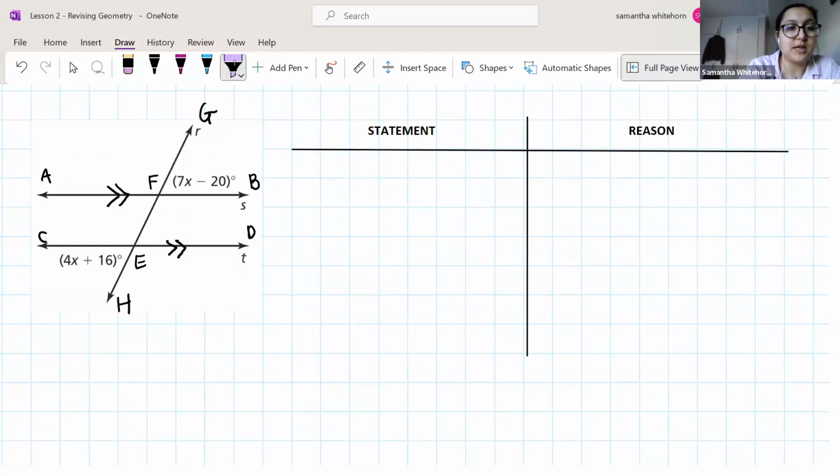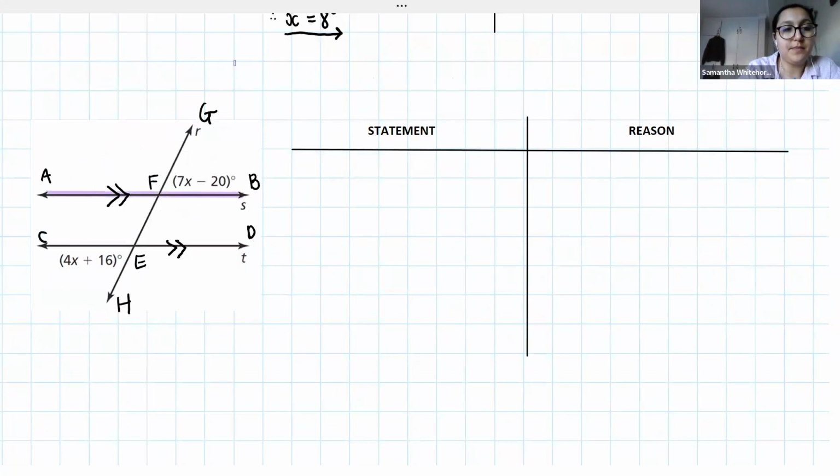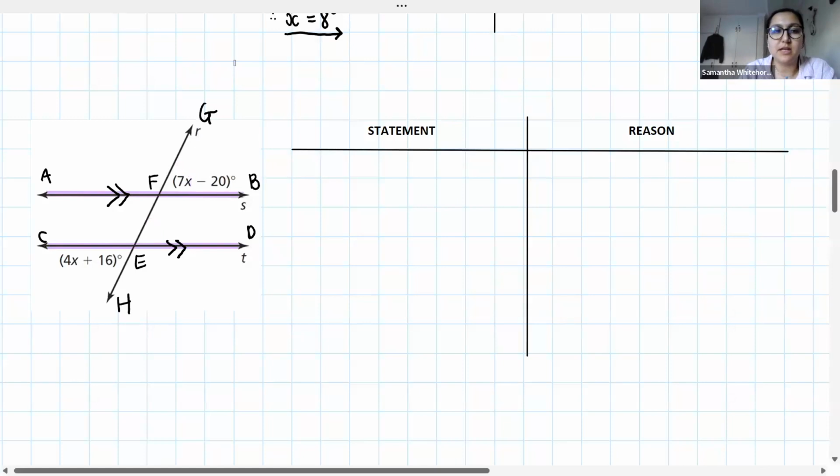So the information I gave you was the fact that AB was parallel to CD. So now we need to be thinking of all of our parallel line reasons: alternate angles, co-interior angles, corresponding angles. But right now, none of those are applying immediately. So for example, this 7x minus 20 is a corresponding angle to angle FED. That doesn't help me, as I've got nothing there at FED.